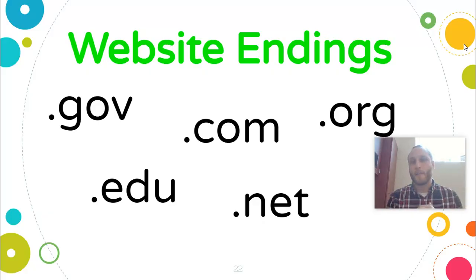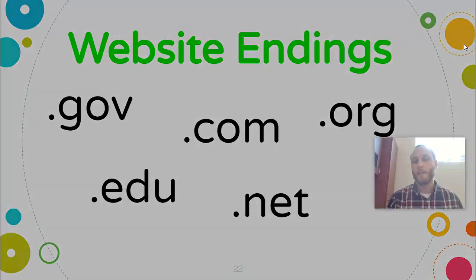So some website endings, when you're looking at websites, here's some endings that you see often: .gov, .com, .org, .edu, .net, right? And some of those you are pretty used to, right? Not all of them are inaccurate, not all of them are accurate. Sometimes you can find a good .com site and sometimes you can have a really bad .com site. So you have to be careful of endings.